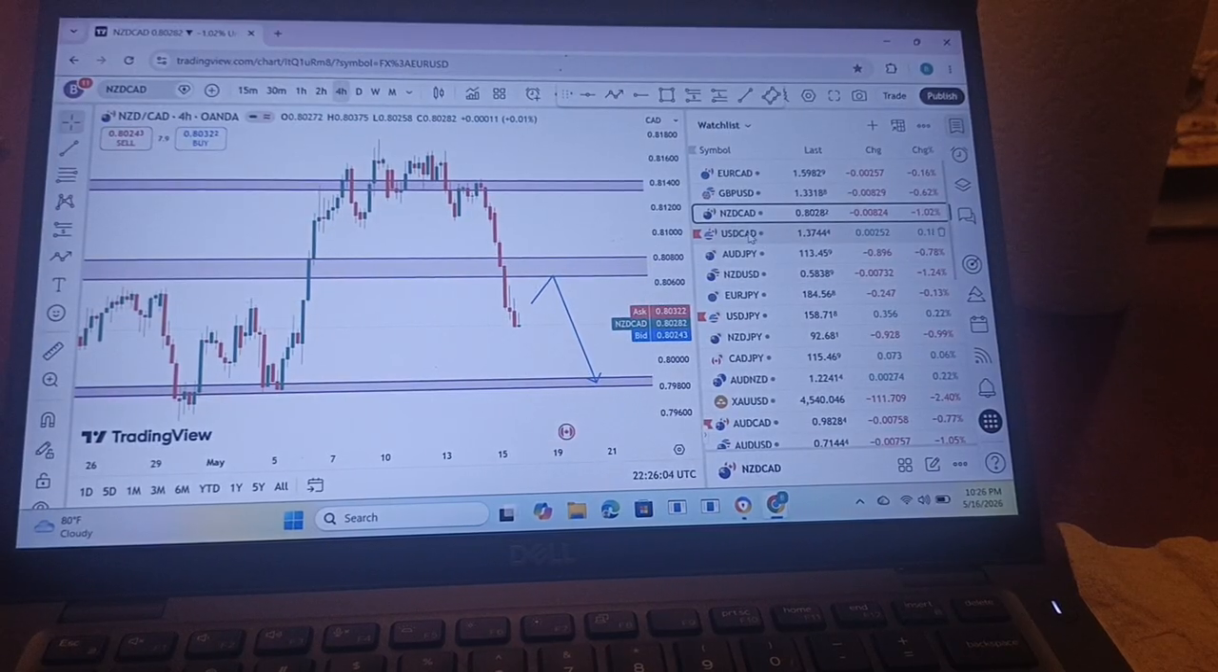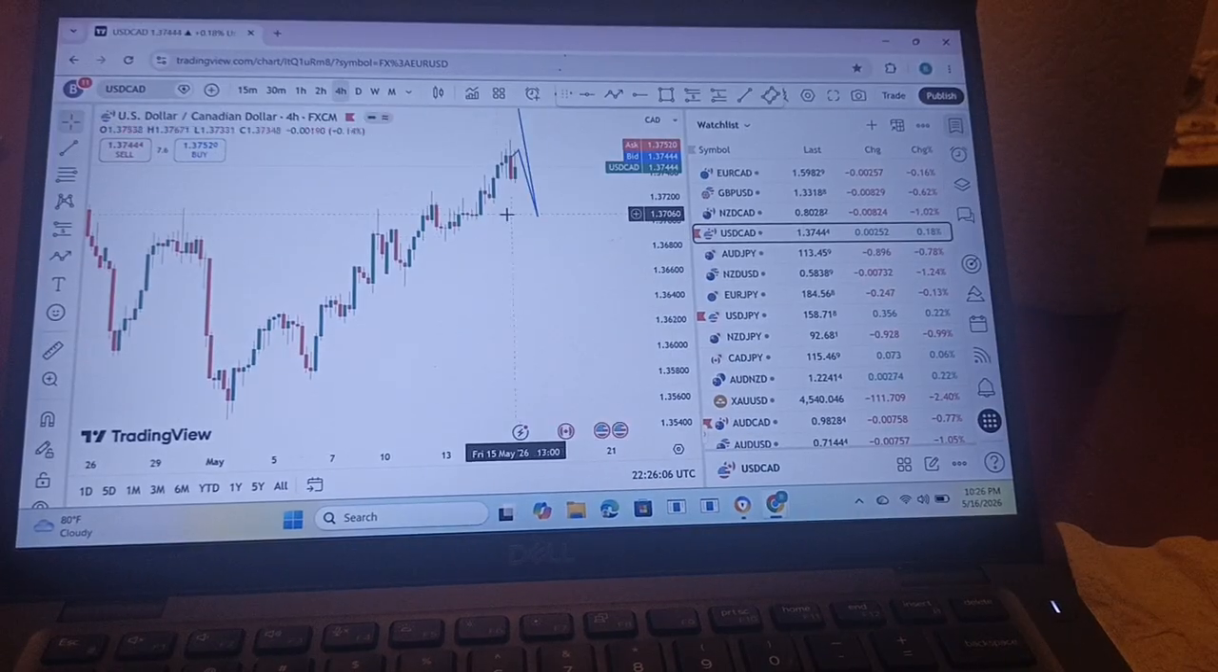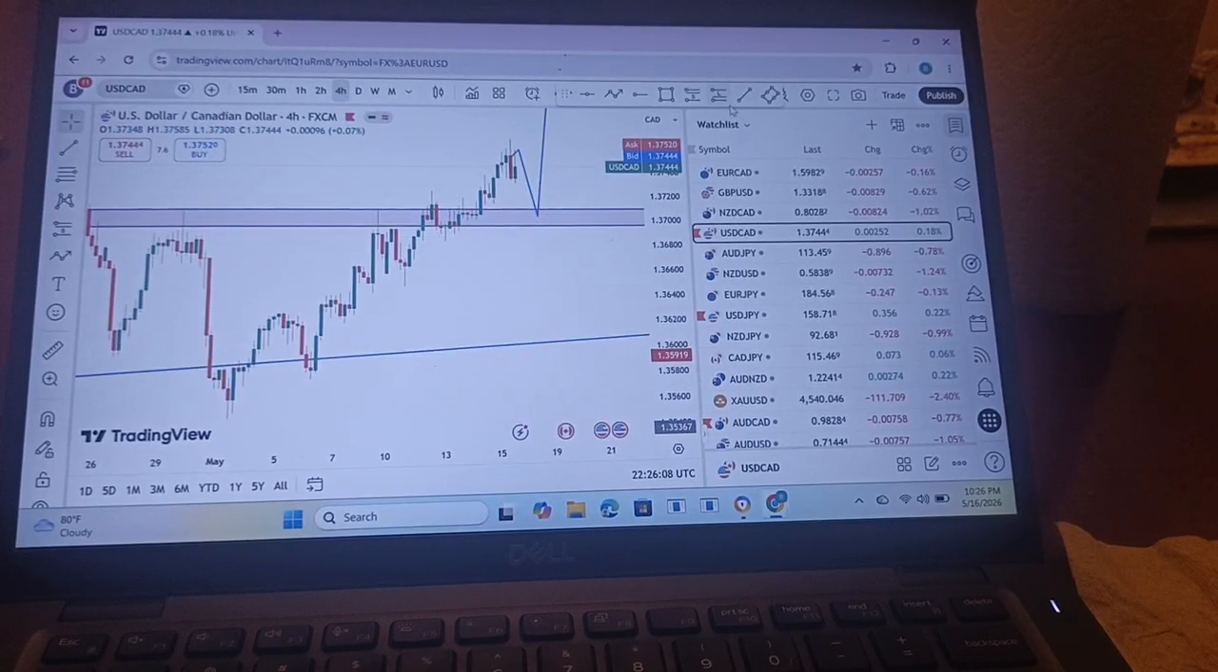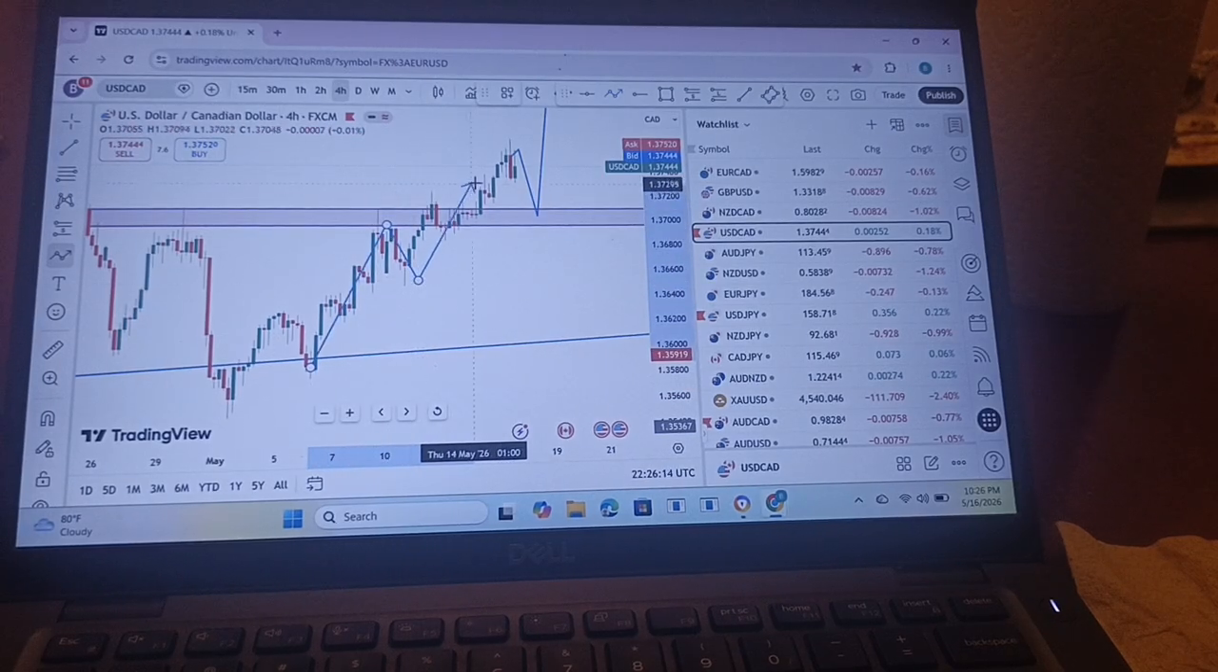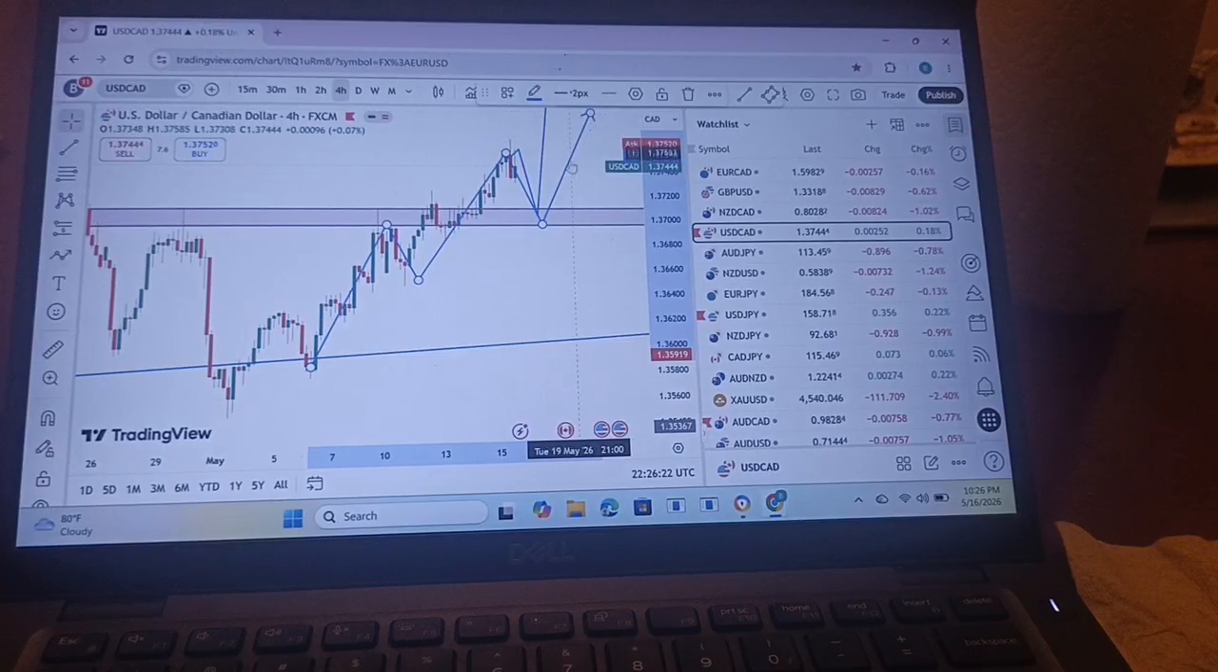Also we look at USD CAD. USD CAD, we get higher high, series of higher low from here. We get higher high, higher low, higher high, higher high. So we dey expect a potential higher low before we continue to the upside. And this we dey expect. So now what do we expect for next week?